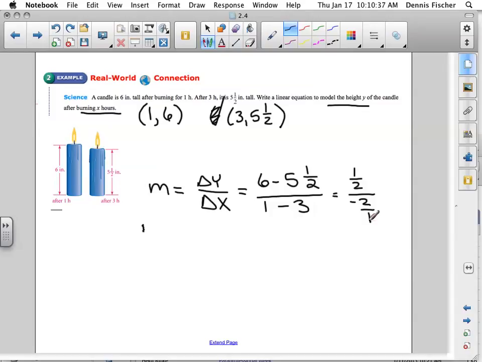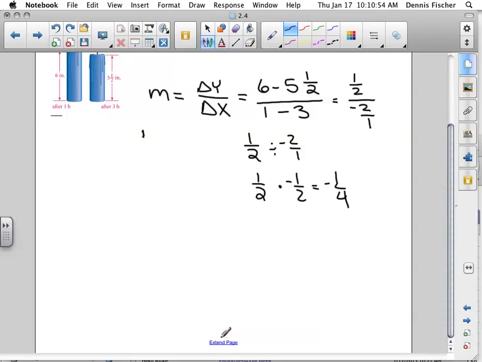Now what I can do is, if you remember from yesterday, we did fractions. This is the same thing as 1/2 divided by -2 over 1, which when we work with fractions, we multiply by the reciprocal, -1/2, which makes it -1/4. Okay? That's my slope, correct?